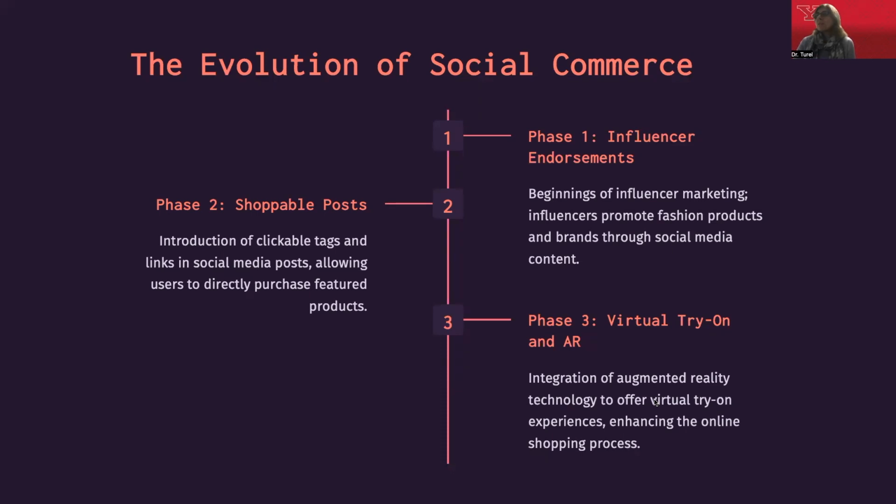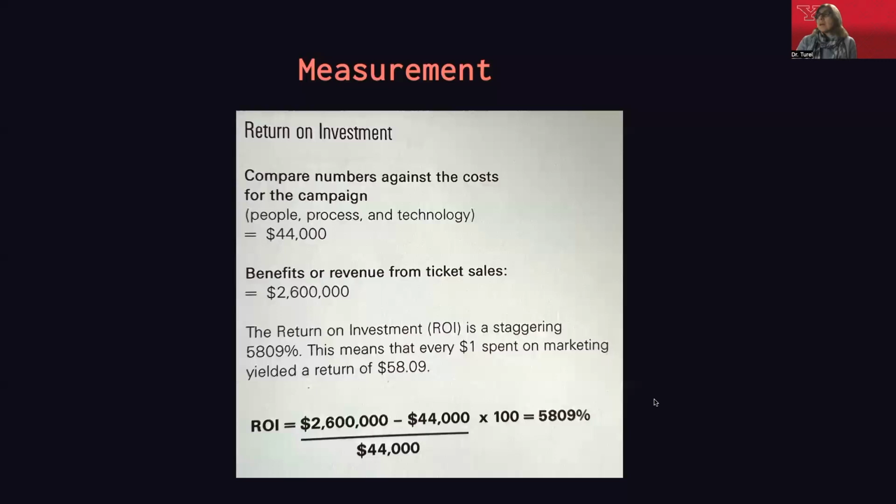These are some of the ways that social commerce has evolved, like influencer endorsements, shoppable posts, where you post something and then you direct the customer to the purchasing website, or the virtual try-ons and AR that is used nowadays. But all of those things cost money. So if you are creating social media marketing, you are going to pay for it, and you're going to pay for your social media team or whatever agency you're hiring, the whole process, the technology you use.